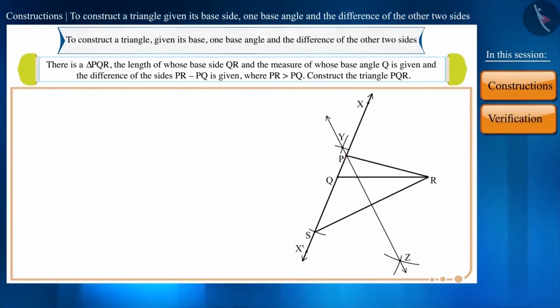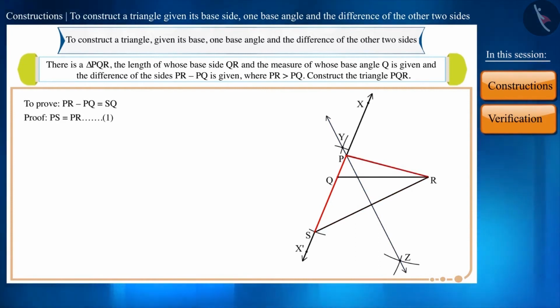Now let's check our construction. For this, we will have to show that the difference of the two sides PR minus PQ will be equal to the given difference SQ. We see that point P is equidistant from points S and R because this point P is located on the bisector of the line segment SR. Therefore, PS will be equal to PR. Let's call this equation 1.